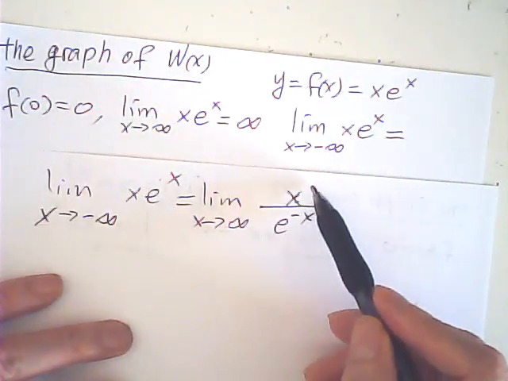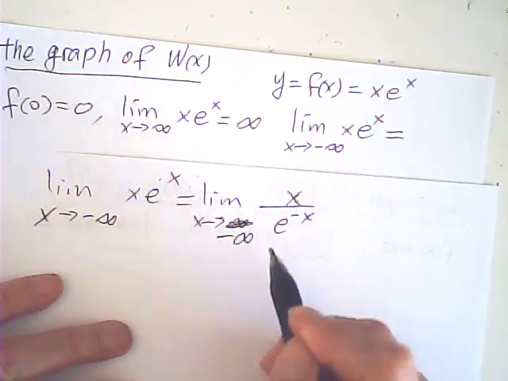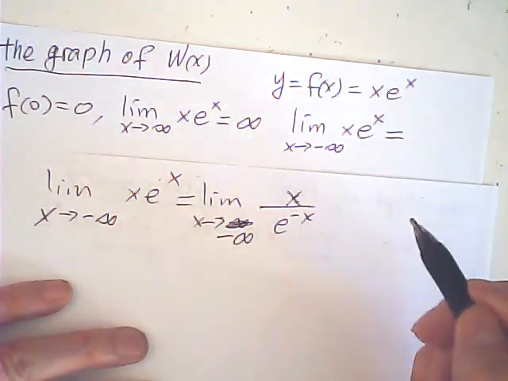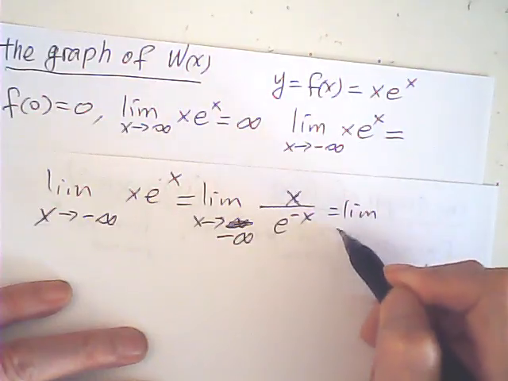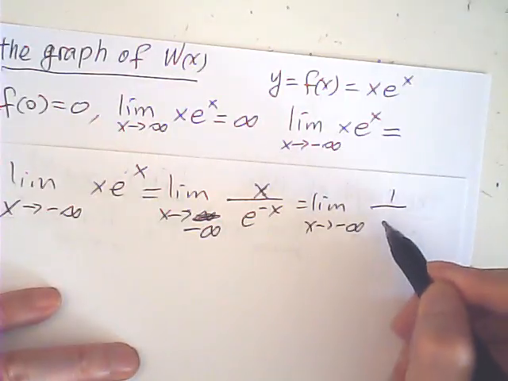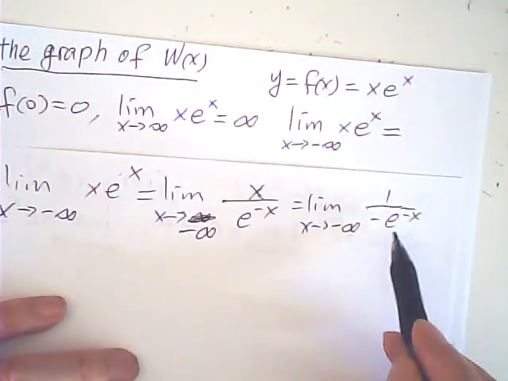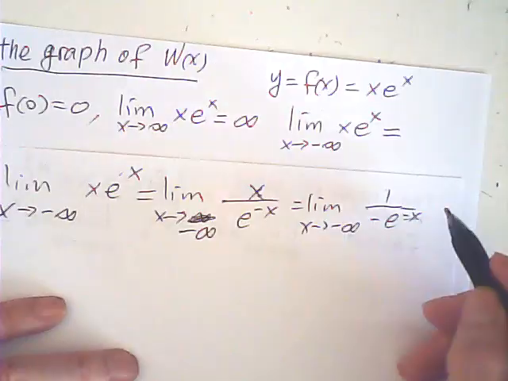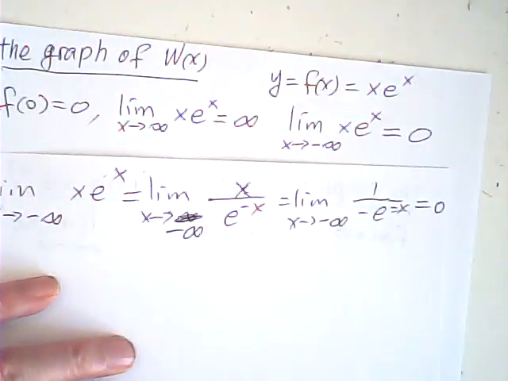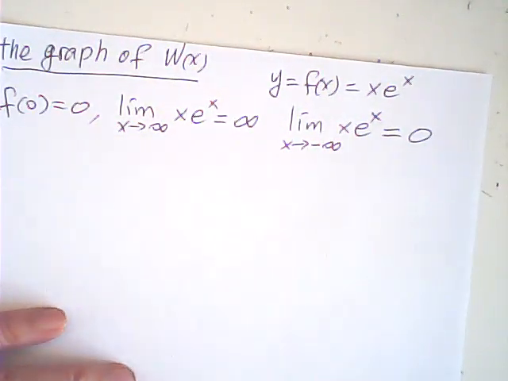So this goes to negative infinity over infinity. Therefore, we can use L'Hopital's rule. The derivative of the top is 1, and the derivative of the bottom is negative e to the negative x. When x goes to negative infinity, this goes to 0. That means our limit is equal to 0.